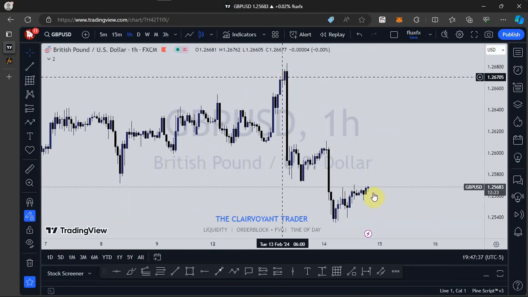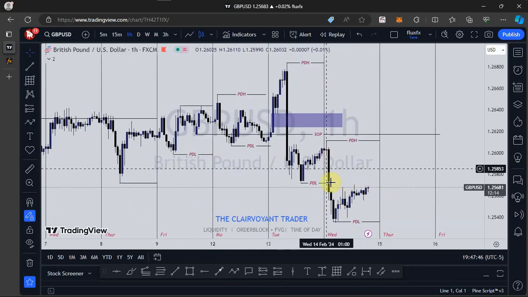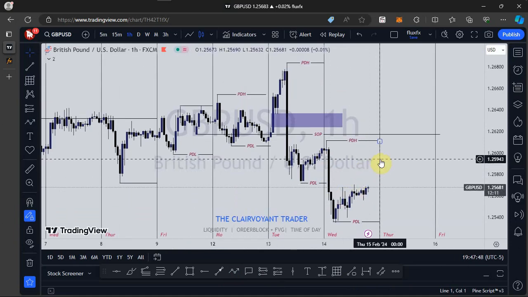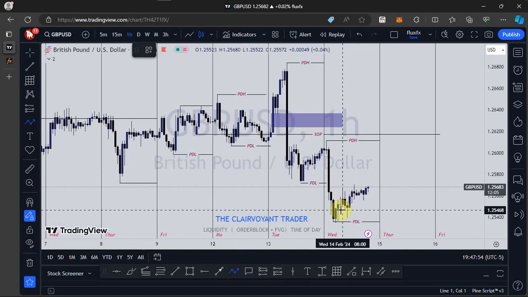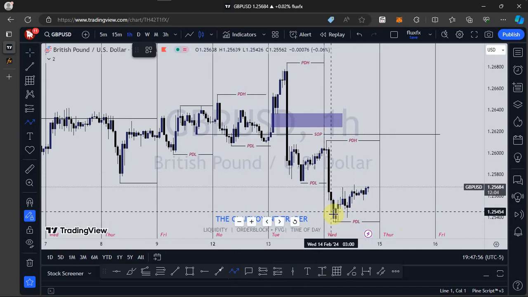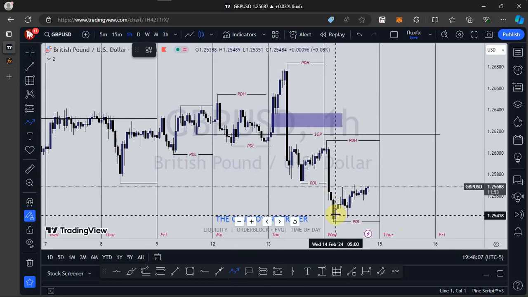All right, I'm still expecting to see price continue to push to the upside, fill at least 50% of this range right here before we see a move to the downside. On Wednesday, we didn't really see any significant movement. I was expecting price to push into the zone, but it didn't happen that way. We saw price giving us this impulse move to the downside straight away.